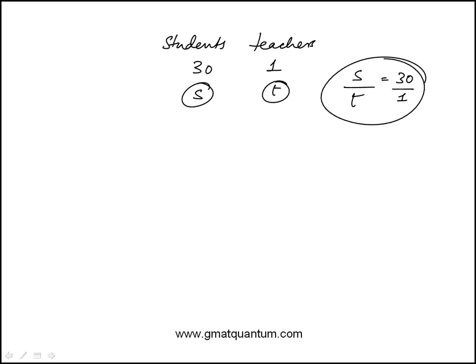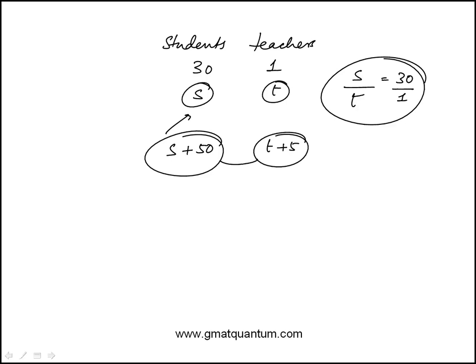We're told that if the student enrollment were to increase by 50 students, so S plus 50 now, and the number of teachers were to increase by 5, T plus 5, the ratio of students to teachers would then be 25 to 1. So S plus 50 over T plus 5 becomes 25 over 1. They're asking for the present number of teachers, or T.